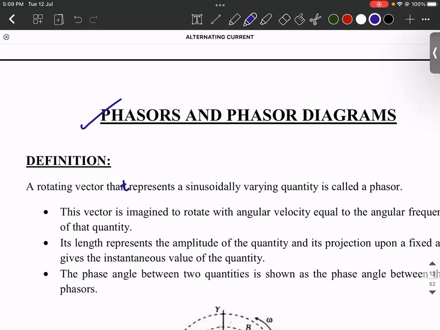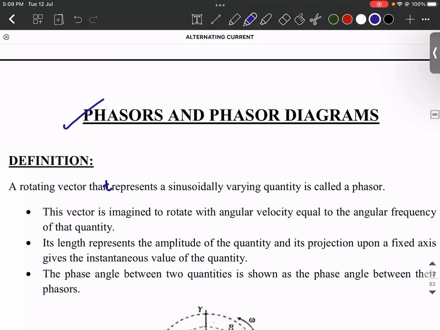Okay. So since you are saying it is a rotating vector, we need to give a velocity, right? So these rotating vectors are imagined to rotate. So make a note. This vector, that is the phasor which we are talking about, is imagined to rotate with angular velocity equal to the angular frequency of that quantity. Please make a note of it. The vector is imagined to rotate with an angular velocity equal to the angular frequency of that quantity.